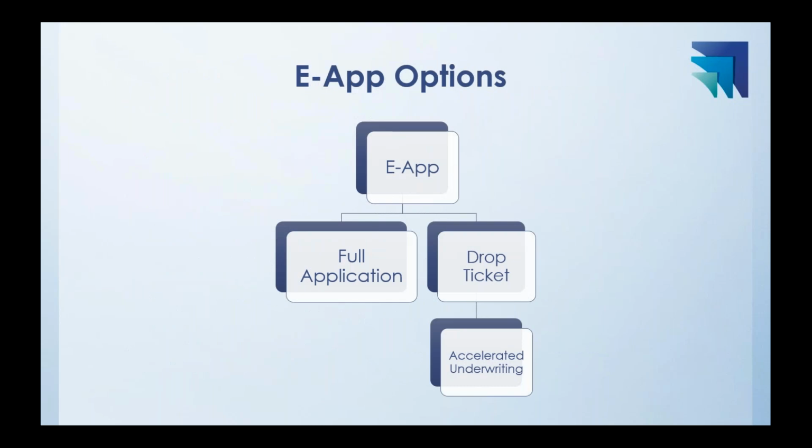So when you're going to do drop tickets, you want younger, healthier clients with pretty simple straight-lined applications that they're going for. As far as EAP options, we know these are electronic applications, and there are two options. You've got your full application there on the left. That's the exact same as if you were to print out a full paper app. You're just simply typing in information instead of handwriting it. And then on the right-hand side, you see the drop ticket with the potential for accelerated underwriting there.